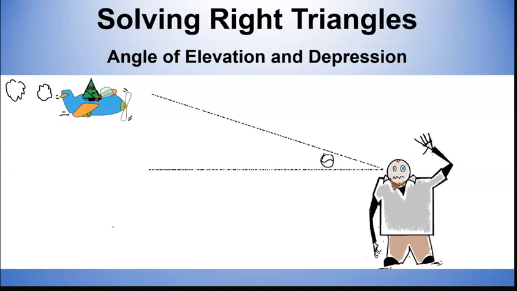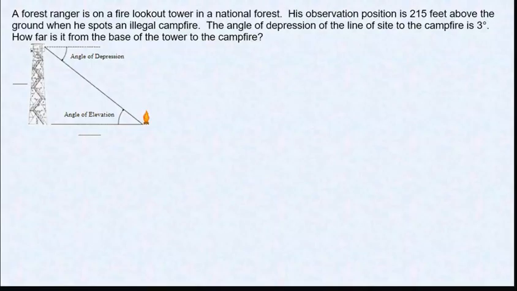Hi guys, in this video we're going to talk about solving right triangles that involve angle of elevation and angle of depression. We're going to just do 3 examples, and in the first example I will explain what angle of elevation and depression is. A forest ranger is on a fire lookout tower in a national forest.